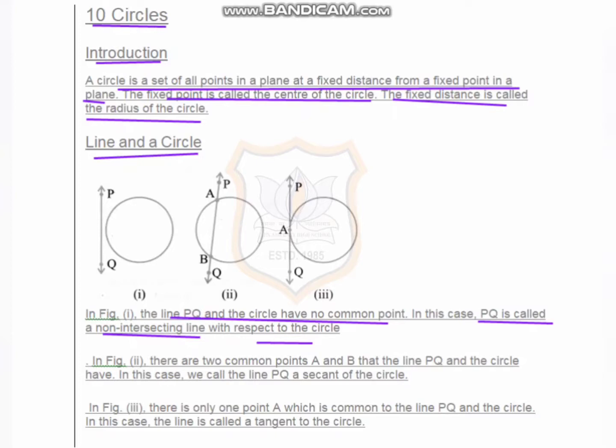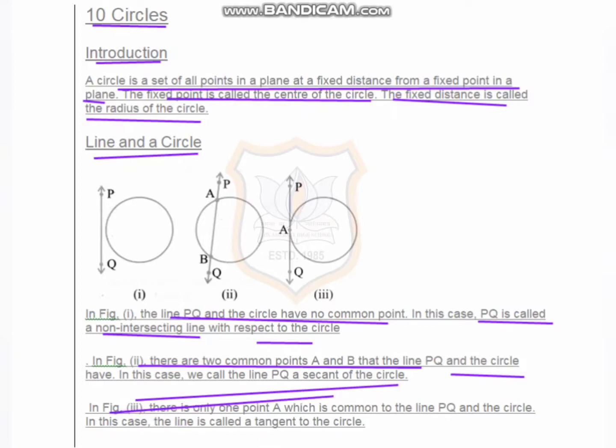In case number 2, in figure 2, there are two common points A and B of the line PQ. This line PQ intersects the circle at two different points A and B. In this case we can call PQ a secant of the circle. The line which intersects the circle in two points is called a secant of a circle.